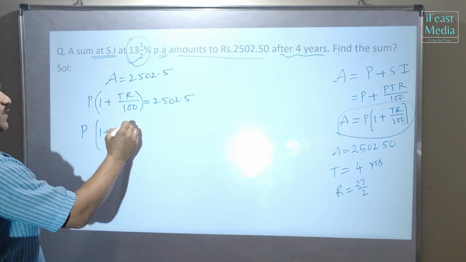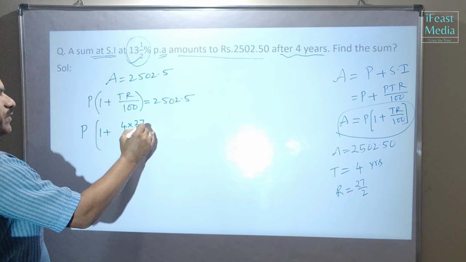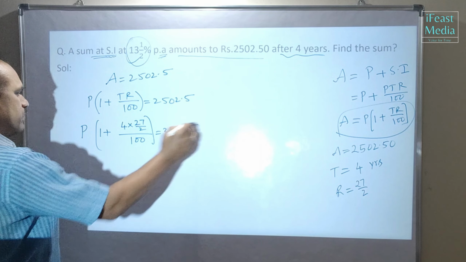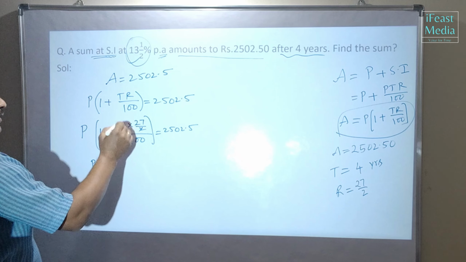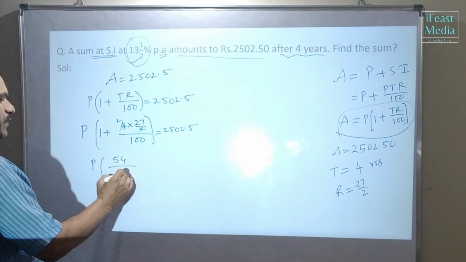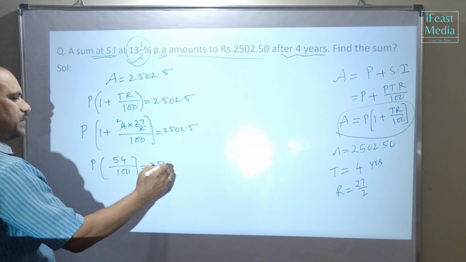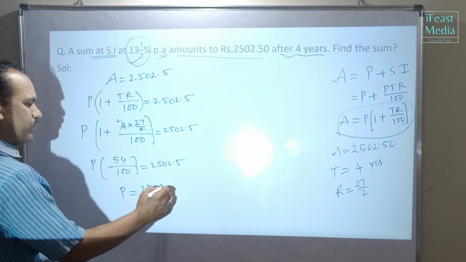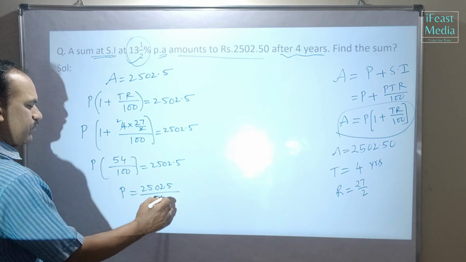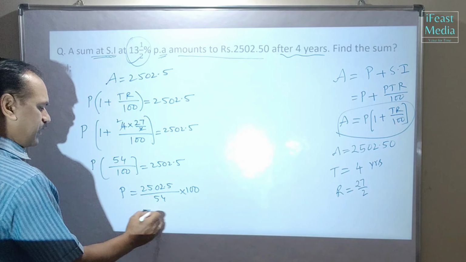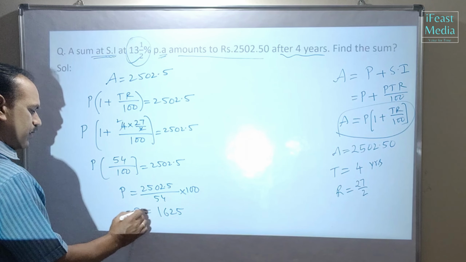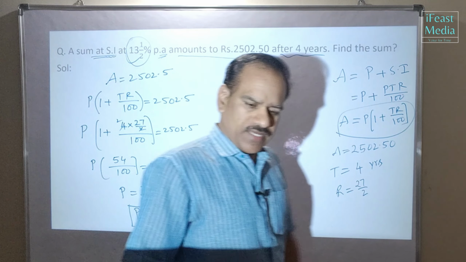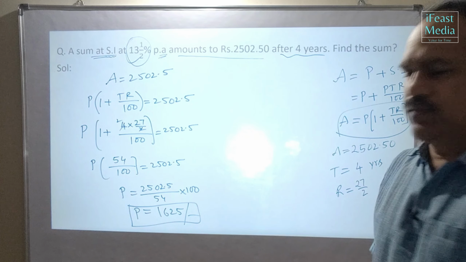1 plus T is 4 years. R is 27 by 2 by 100 equal to 2502.5. P into 54 by 100 equal to 2502.5. P equal to 2502.5 by 54 into 100. This is equal to 1625. If you simplify this, you will get 1625 as your answer.